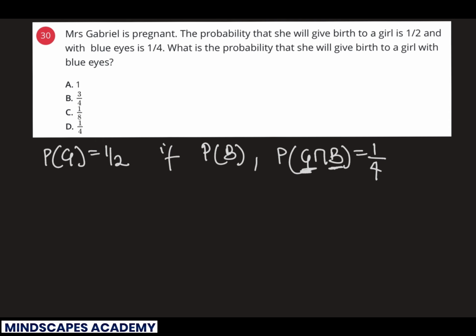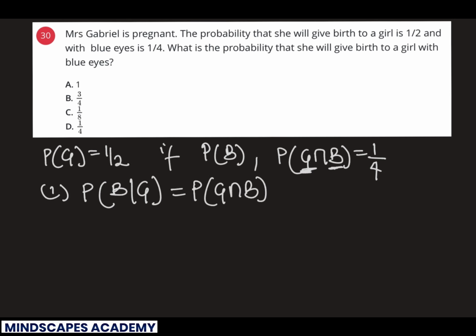Actually, we can think about this in two ways. From the first way, we can say that the probability of giving birth to a child with blue eyes, given that the child is a girl, is the probability of giving birth to a girl and with blue eyes divided by the probability of giving birth to a girl. That is a conditional statement. So this is called conditional probability.